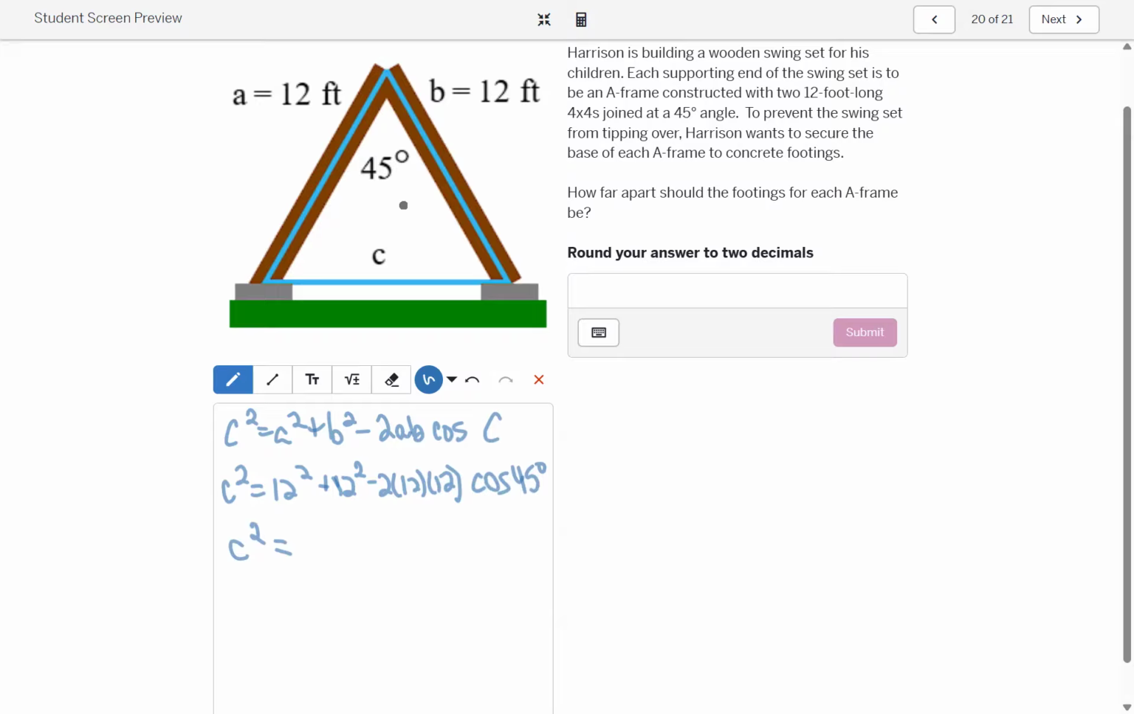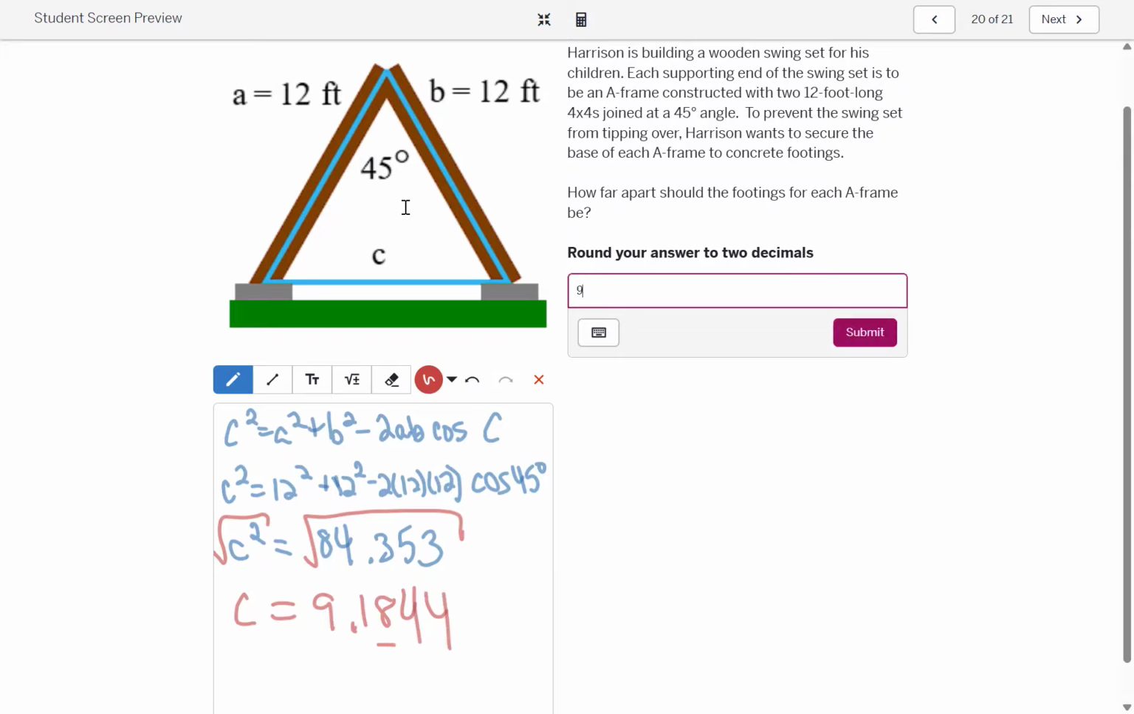So 12 squared plus 12 squared minus 2 times 12 times 12 times cosine 45. $84.353. Way too big, but then we square root. 9.1844. So 9.18.